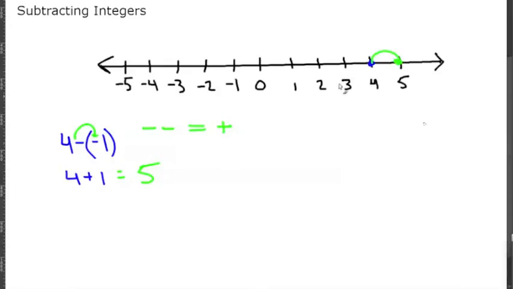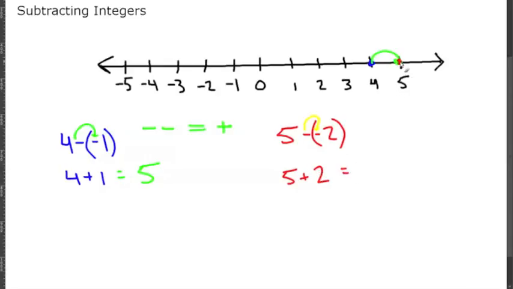Let's try one more. 5 minus negative 2. I'm going to put the parentheses so it's easier to see. 5 minus negative 2 is the same thing. Remember, we're just combining these, or adding the opposite. 5 plus the opposite of negative 2 is just positive 2. So it's 5 plus 2.